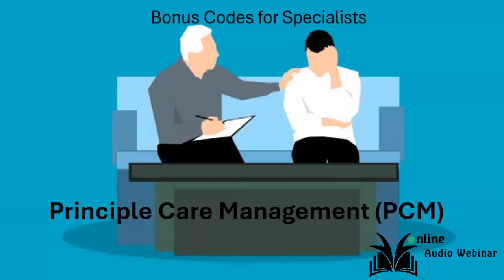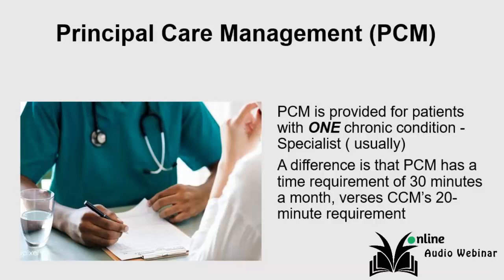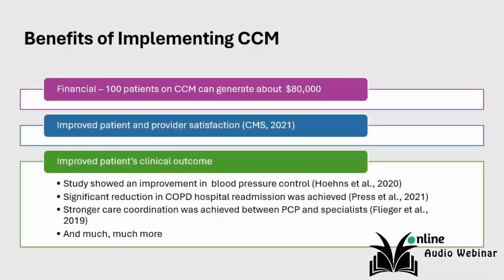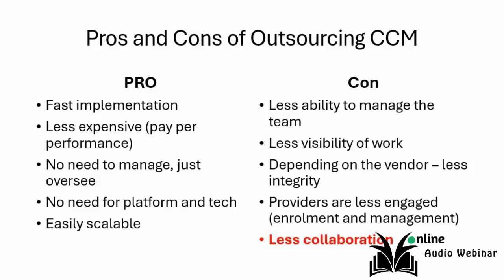A little bonus code, principal care management, stays the same, except it's really for patients that you're taking care of for one chronic condition. So reimbursement opportunities is that financial benefits. So then the question is, do we outsource the CCM or should we do it in-house? There are pros and cons in everything.